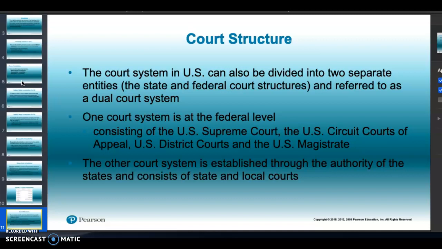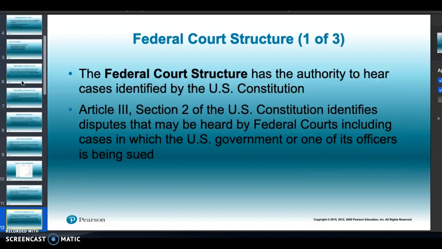One court system is at the federal level. This consists of our Supreme Court at the top, our circuit courts below, and then the district courts and the U.S. magistrate. So again, you're going to have your trial courts at the bottom, your appellate courts over that, and then the Supreme Court over the appeals courts. The other court system is established through the authority of states and consists of the state and local government. We're obviously in California, so ours is going to have to do with California law.